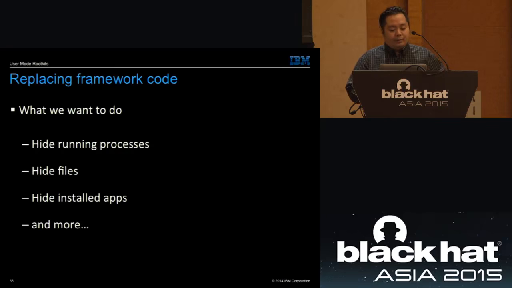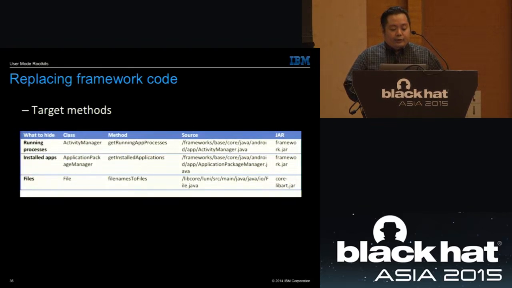So for our purposes, because you want to create a rootkit, you want to hide running processes, hide files, and hide installed apps, and probably more. So here are some of the methods that we could target. If we want to hide a running process, we could replace or modify the method getRunningAppProcesses, which can be found in the ActivityManager class.